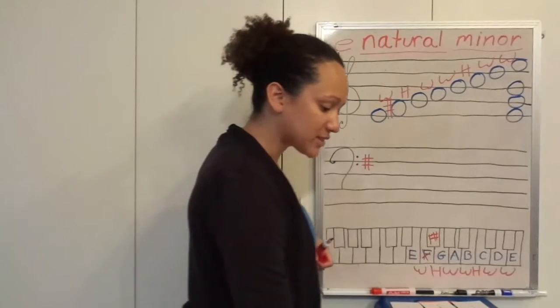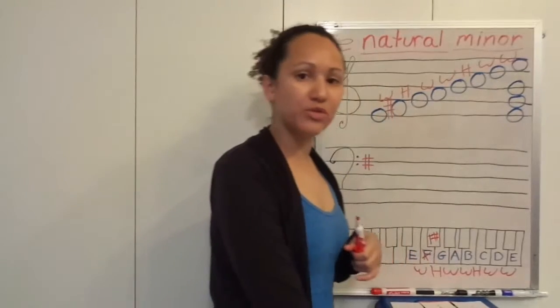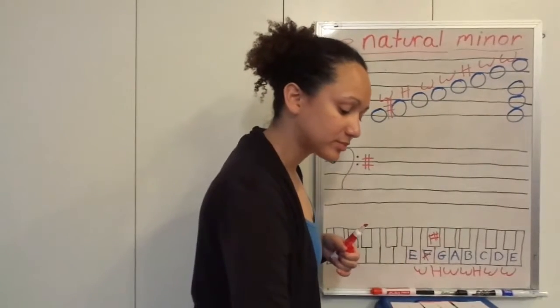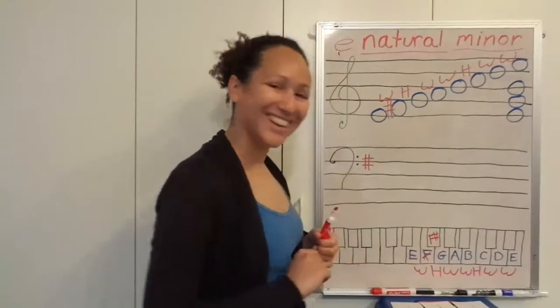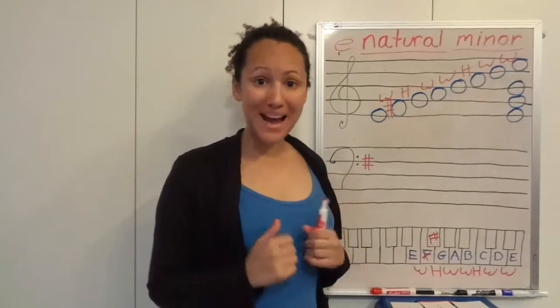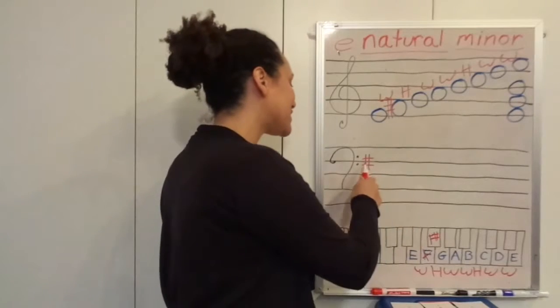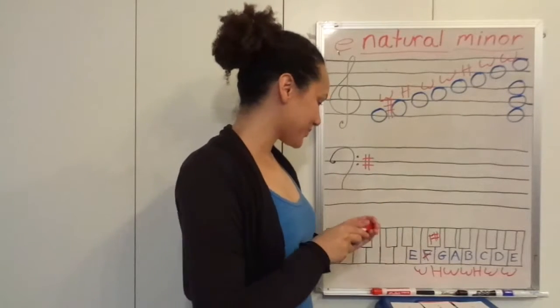And now we're going to transpose that. We're going to move that onto E. So now we have E minor, and it has a key signature of F sharp.